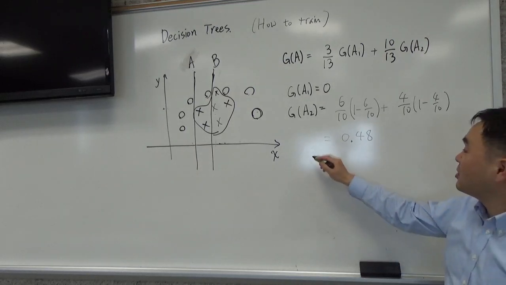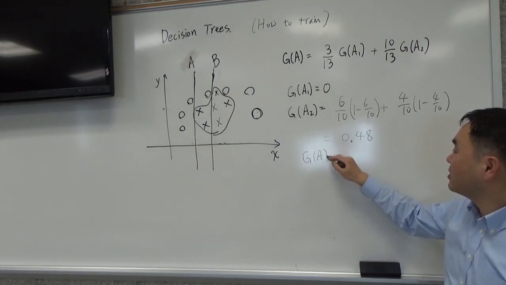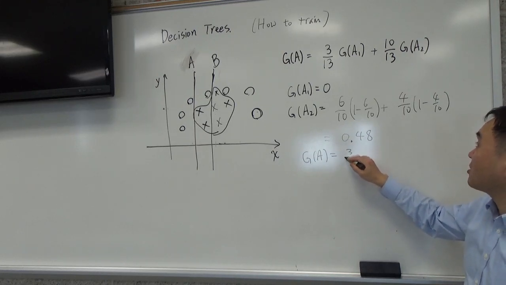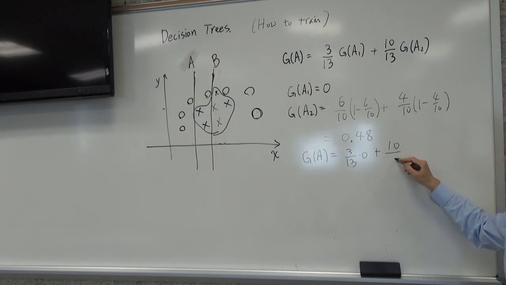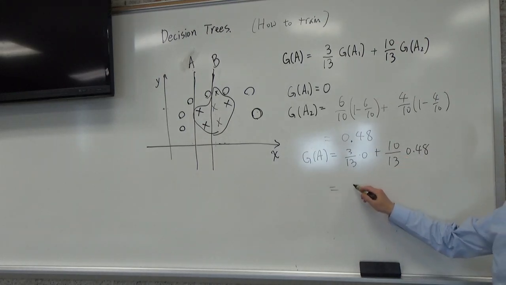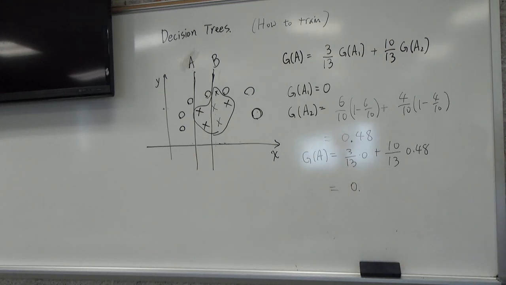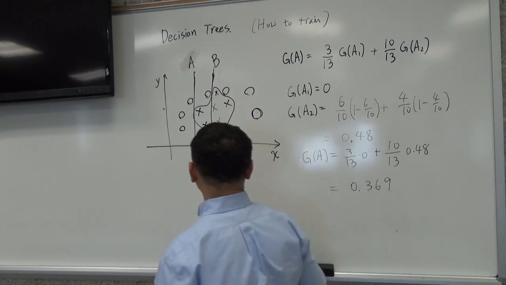And now G of A is, this one I need a calculator, so please help me out here. What's 10 times 0.48 divided by 13? What do you get? You get 0.369. Okay. So that's the overall Gini index if you cut at A, right? Okay, now let's do the same thing.